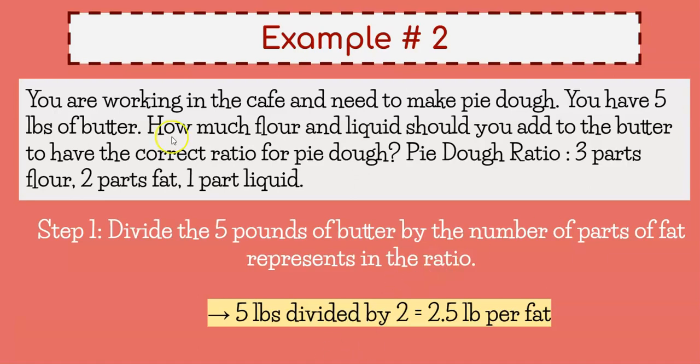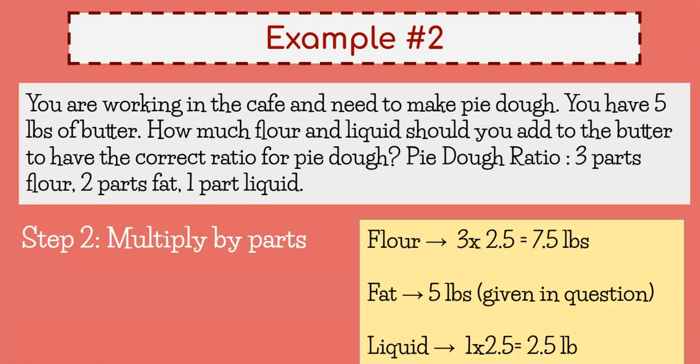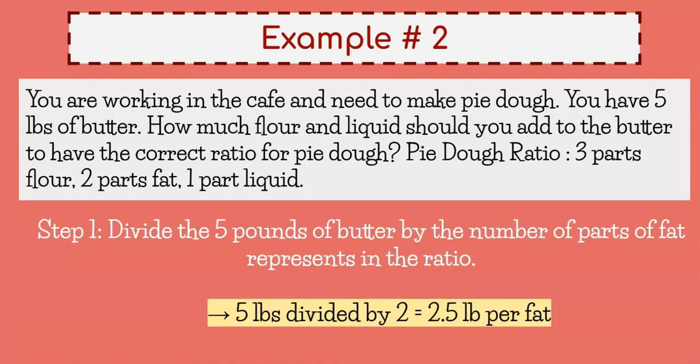So we know we have 5 pounds of butter and you're going to divide by 2 because there are 2 parts of fat in the ratio. So 5 divided by 2, we get 2.5 pounds per part, or whatever the fat is that you're using in your pie dough. Now, you're going to multiply by the parts, remember? We already have fat provided for us. We still need to calculate the flour and the liquid.